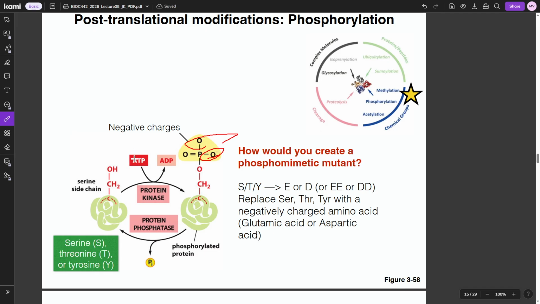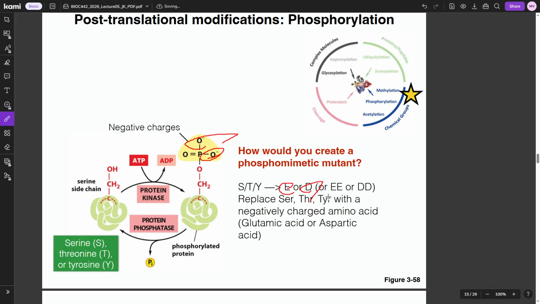Very common MCAT question. The researchers want to create a mutant that is always active. This protein is active when it's phosphorylated. How would they do this? Oh, they would do this by introducing glutamate or aspartate.